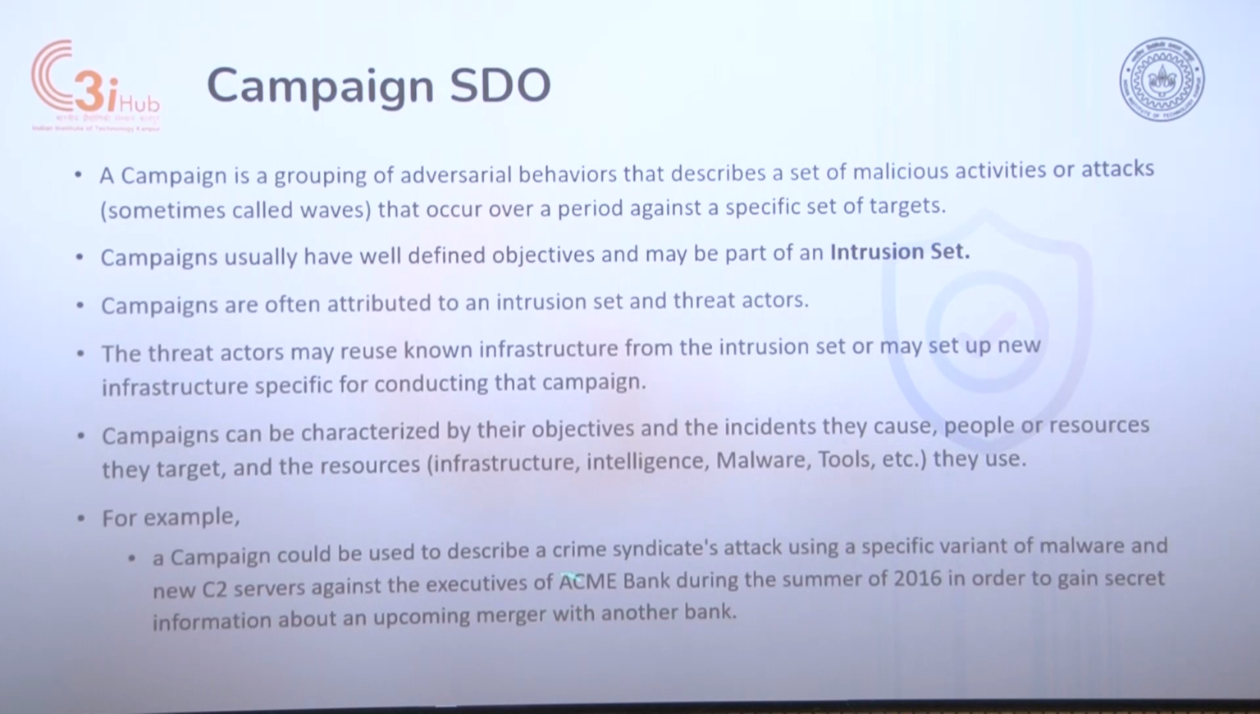So for example, this is 2016 Acme Bank. A particular crime syndicate used particular C2 servers and a specific malware to attack Acme Bank during the summer of 2016, and the objective was not to get money or something, they were trying to get secret information about an upcoming merger with another bank, so that they could do insider trading, right. So that was a specific campaign.